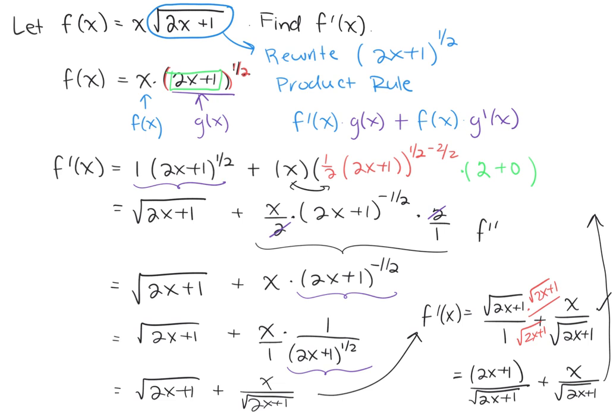So the final answer simplified is, in the numerator, I have 2x plus x. So here I've got 2x plus x. That gives me 3x plus 1 over a common denominator of the square root of 2x plus 1, and then that is our final answer.